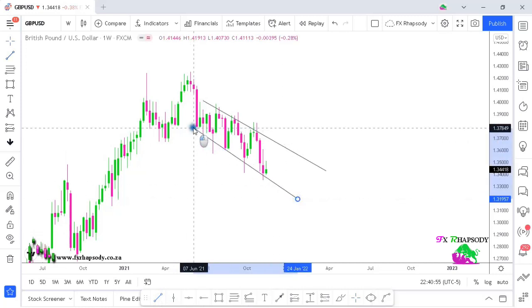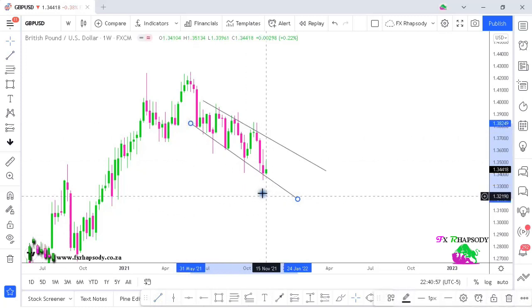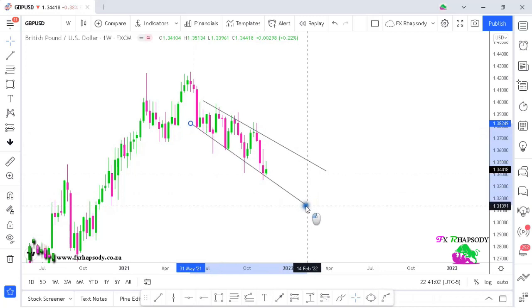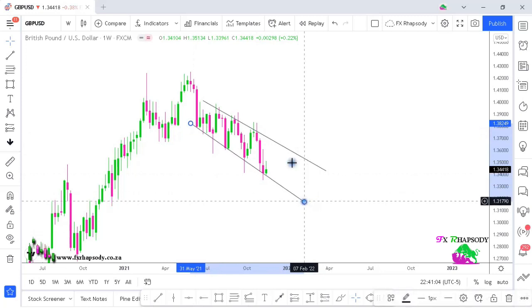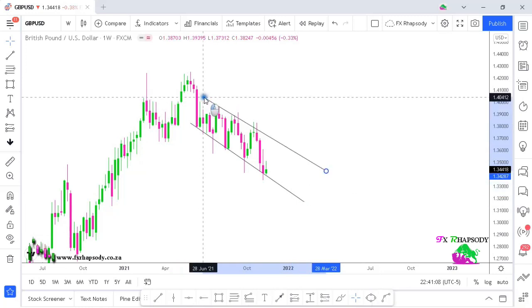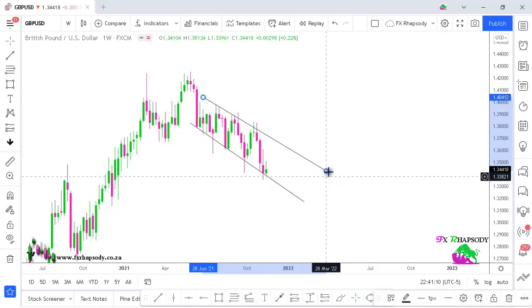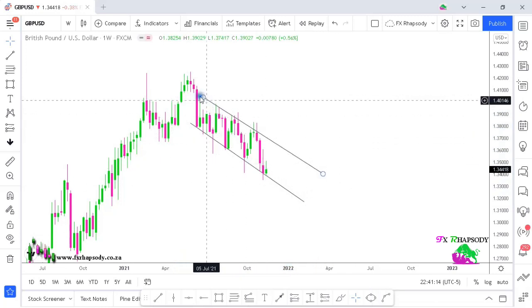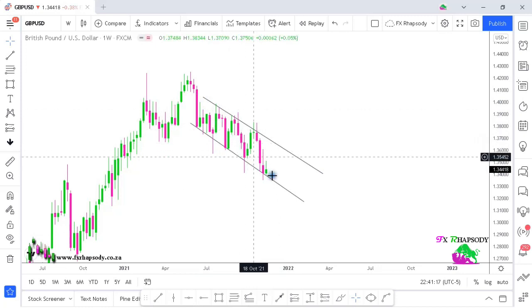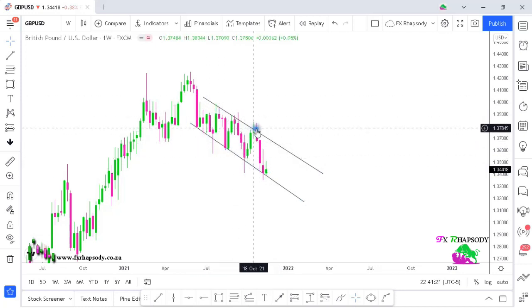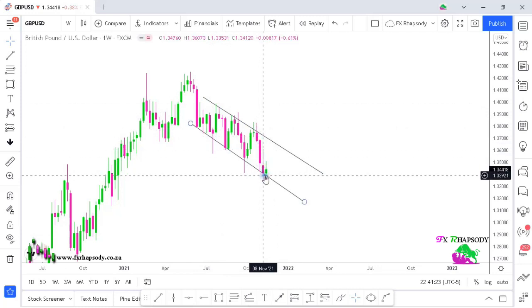Let's do it nicer. That to that, and then what we can see here is we do that and that. Okay, that looks better. So we see this downwards channel, this bearish channel. So price moving up and down this channel. So currently price is at the bottom, showing a little bit of signs that it wants to move up.